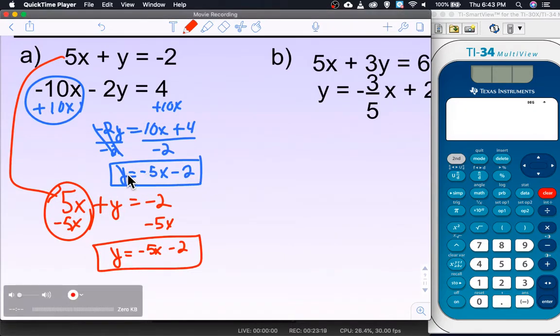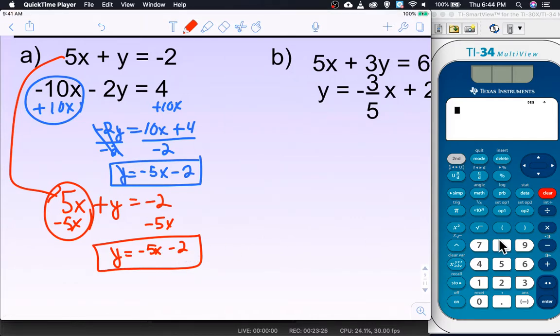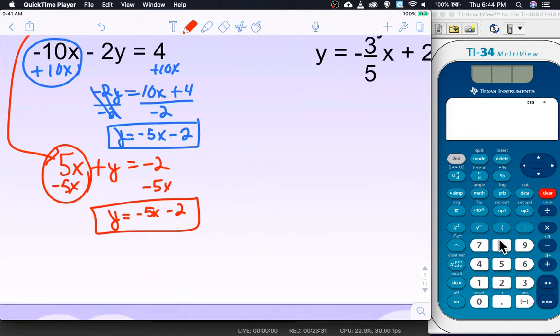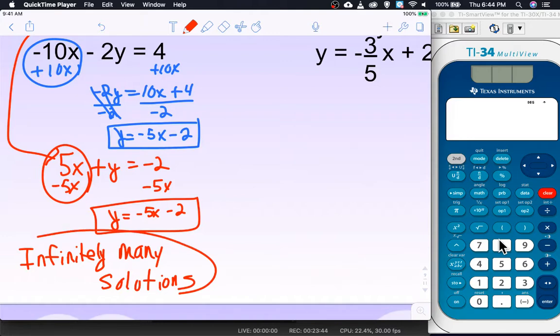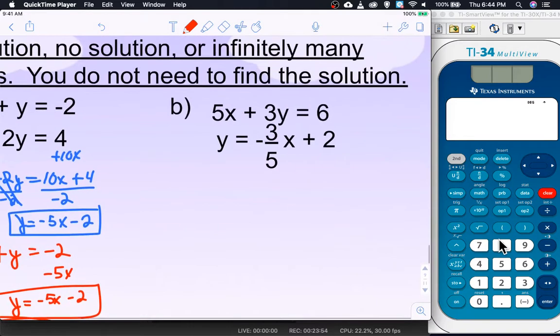Look at them. y equals negative 5x minus 2. y equals negative 5x minus 2. It's the exact same equation. Same slope, same intercept, same everything. So this system of equations has infinitely many solutions. I know that because it's the same line. They will be overlapping when I graph them. Letter B.